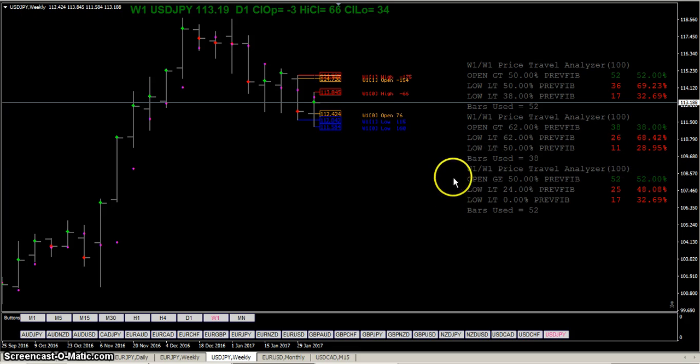And finally, did it open above the 50%? Yes, 52 times. Greater than or equal. Was the low less than the 24% fib? Yes, it was, 25 times, or 48% of the time that it crossed that open greater, it went below. And then how about, did it go below the 0? In other words, did it break below that bottom? And yes, it did, 17 or 32% of the times. So once again, that's the price analyzer.